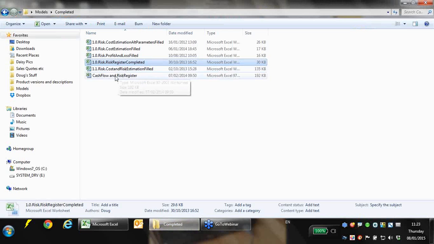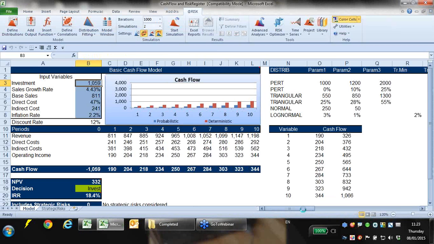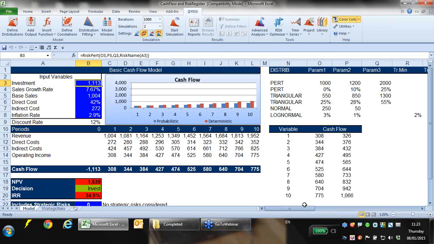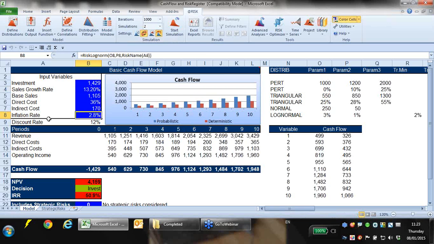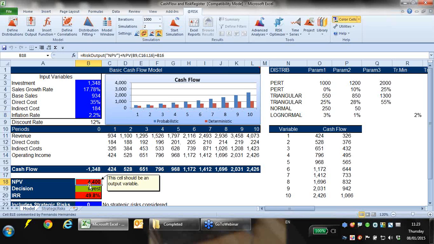And finally, I'm just going to show another example of a risk register, but this one is being used in conjunction with a cash flow model. So this is a cash flow model. This is an NPV model, where here we've got the deterministic cash flow. This is the probabilistic cash flow, where we've got a number of different things: investment, sales, costs, inflation rate, etc., which all combine to give us this cash flow here. And so we're getting revenues, we're getting costs and cash flow and so on. And so this is what we call an NPV model.